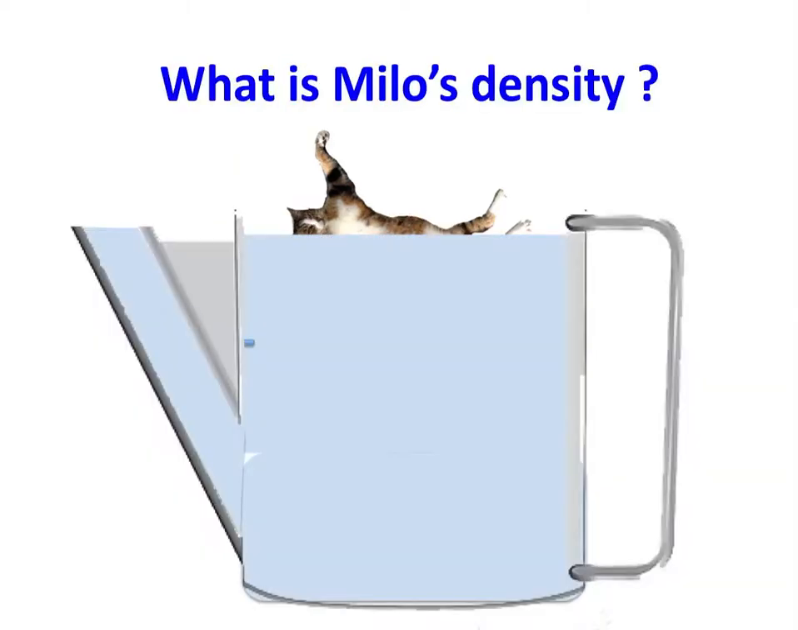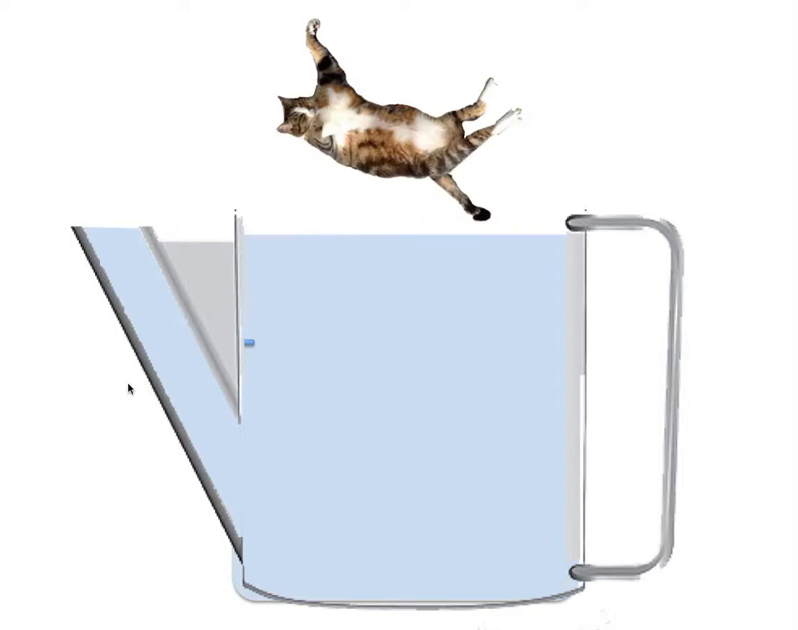Another question we could think about is, what is Milo's density based on all this? We don't know what his volume is, but the way we could figure out his volume is we could push him all the way down in the water and see how much volume is displaced. So here's Milo out of the water. The water's up to the top again. We know he floats, so we're going to have to hold him down underwater.